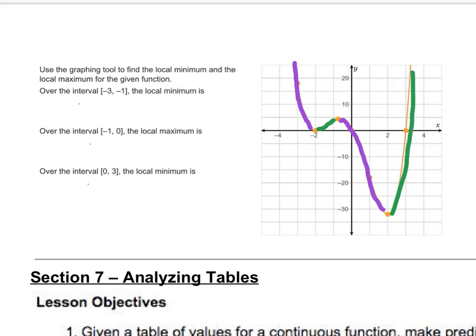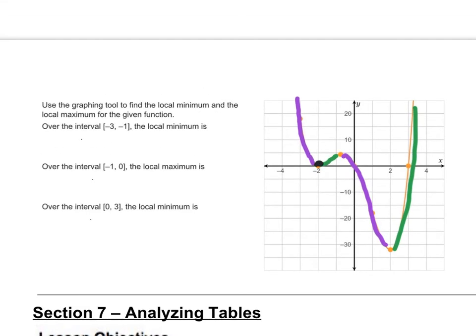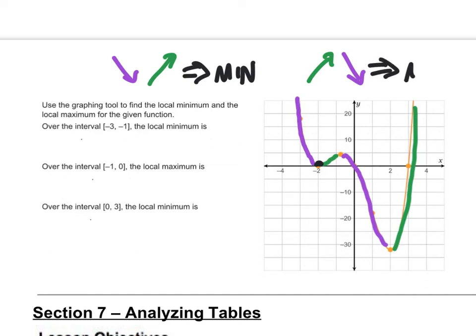So then, all right, and that just kind of helps me identify my points, okay? And let's just remember that, if we go from decreasing to increasing, that gives us a minimum, okay? If we go from increasing to decreasing, then that gives us a maximum, okay? So then let's take a look at some of these points where that occurs, all right? And so then it says this, over the interval from -3 to -1, so let me write those down, from -3 to -1, okay, what is the local minimum, all right?